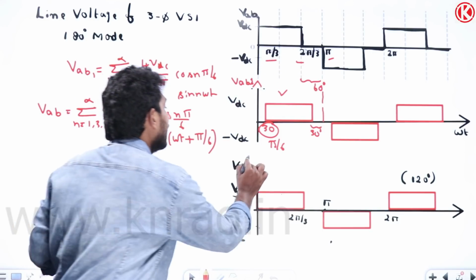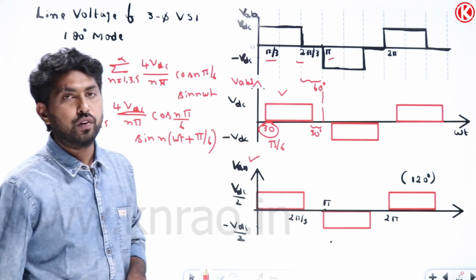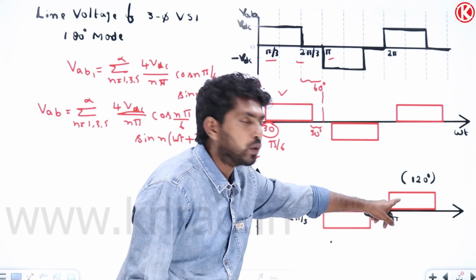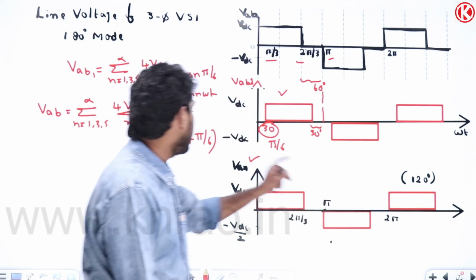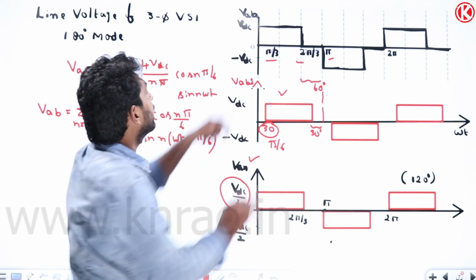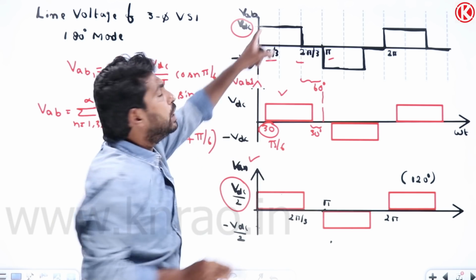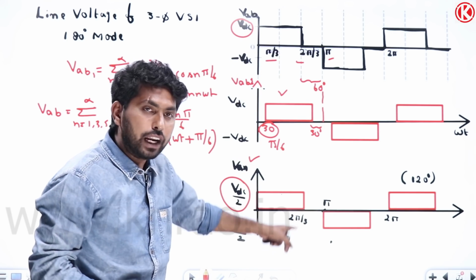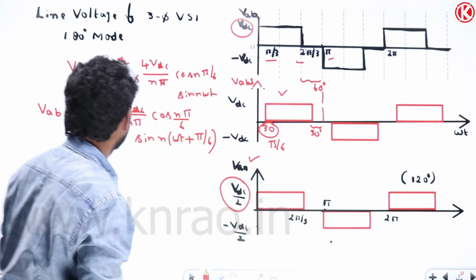And you can see whether we can write the expression for this one or not. So this is the output voltage for the 120 degrees mode. Forget about the other things. Here this magnitude is VDC by 2 and this magnitude is VDC. So we have derived for this one. Can we derive for this one? We can derive for this one also.